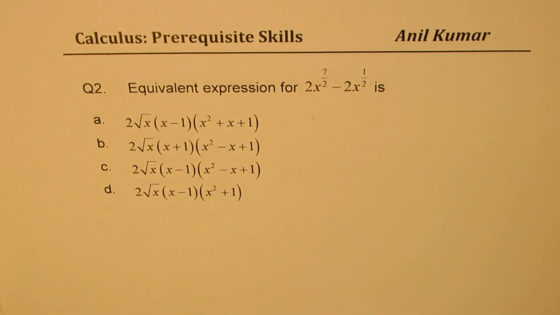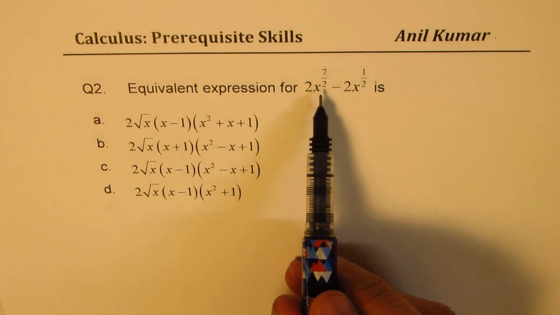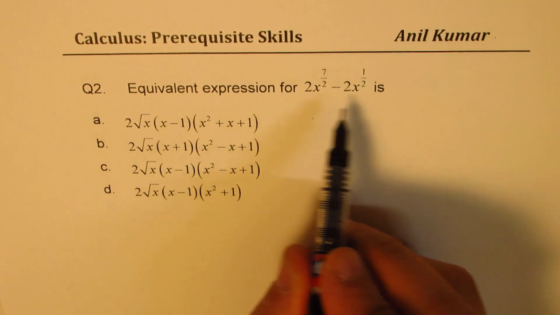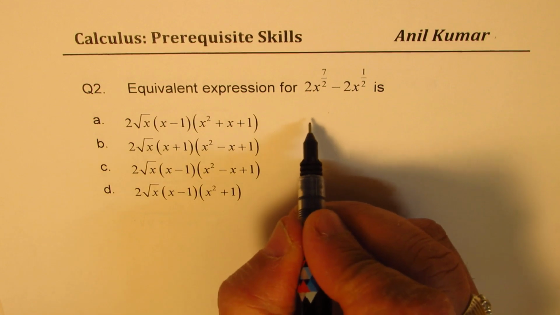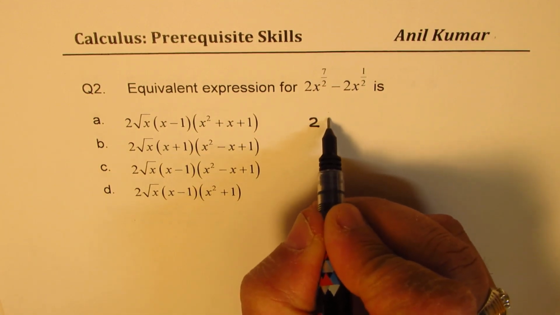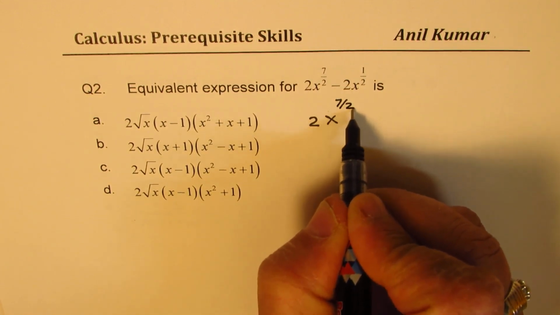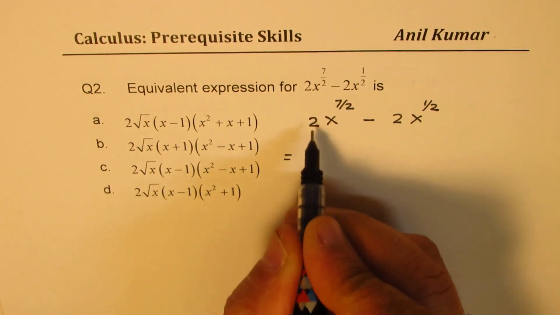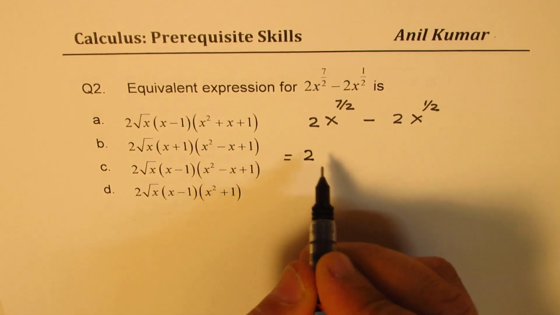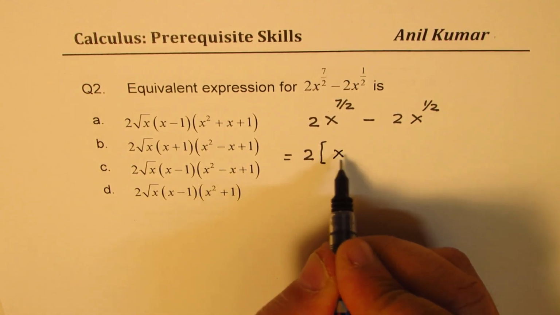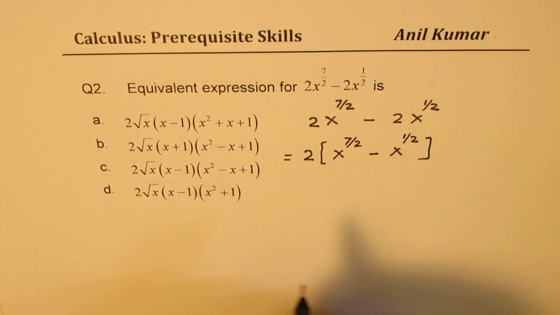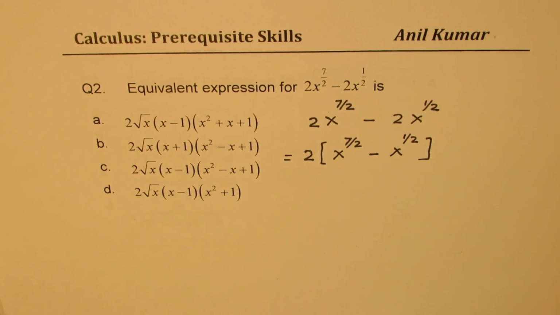Question number 2. Equivalent expression for 2x to the power of 7 over 2 minus 2 times x to the power of half. Now we need to factor this. So 2 of course is a common factor. So let's rewrite first. We have 2x to the power of 7 over 2 minus 2 times x to the power of half, right? So first thing, let's factor out 2. If you factor out 2, we get x to the power of 7 over 2 minus x to the power of half. Now how do we work with the rational exponents?